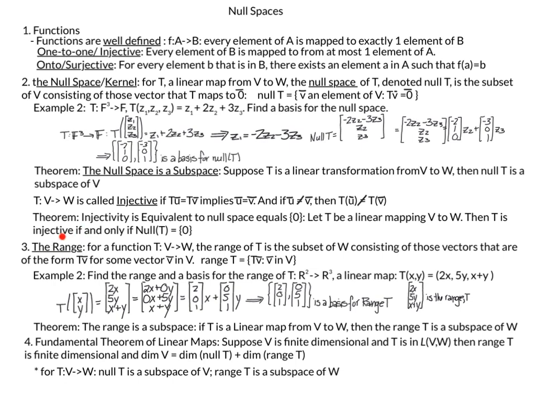We introduced the topic of range, so for a function T from V to W, the range of T is the subset of W consisting of those vectors that have the form T of v for some vector v in the vector space V. So the range of T is equal to T(v), where v comes from the vector space V. And we also introduced the fundamental theorem of linear maps, which says suppose V is a finite dimensional space and T is in the space of linear maps from V to W, then the range of T is finite dimensional and the dimension of V is equal to the dimension of null of T plus the dimension of range of T.